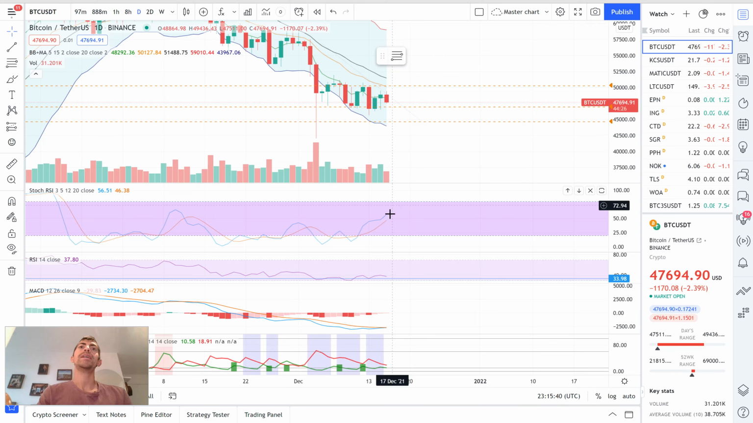So that's a good indication of when the stock RSI reaches a certain point and goes down while the MACD line is negative. That's when it's going to hit hard. That's when it's going to really drop down in price. Now, this is just a waiting game.